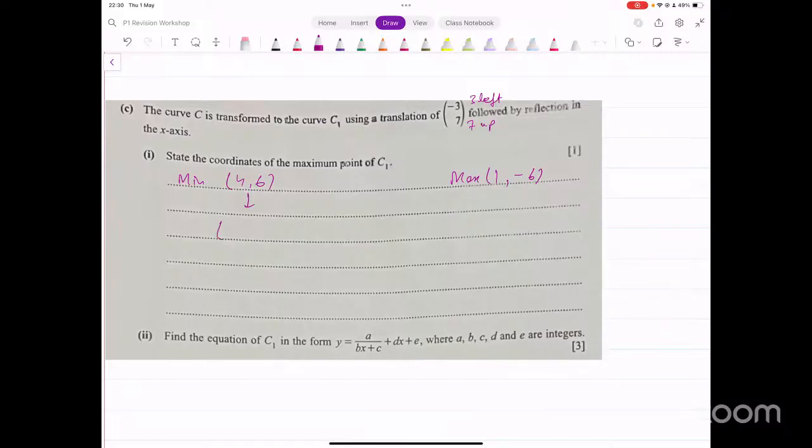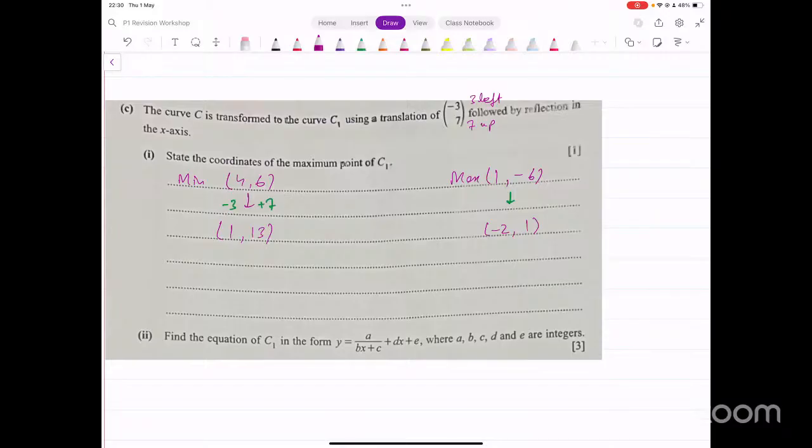On the x-coordinate, you subtract 3. So it goes 3 units to the left and becomes 1. And with the y-coordinate, you have +7, so 6 plus 7 becomes 13. And what about the other point? This goes to 1 minus 3, that's -2, and -6 plus 7, that's 1.